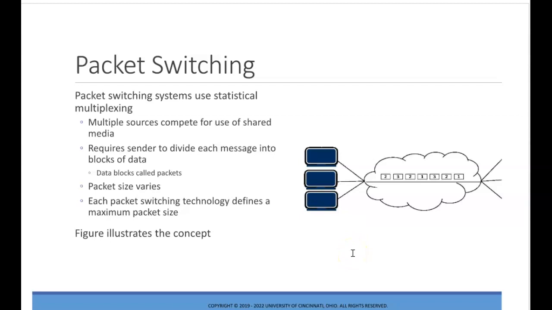Statistical multiplexing is a multiplexing technique that allows information from a number of channels to be combined for transmission over a single channel. Statistical multiplexing normally implies on-demand service rather than one that pre-allocates resources for each data stream. However, a statistical multiplexing scheme does not control data transmissions. A packet switching system requires a sender to divide each message into blocks of data known as packets. The size of a packet varies, and each packet switching technology defines a maximum packet size.